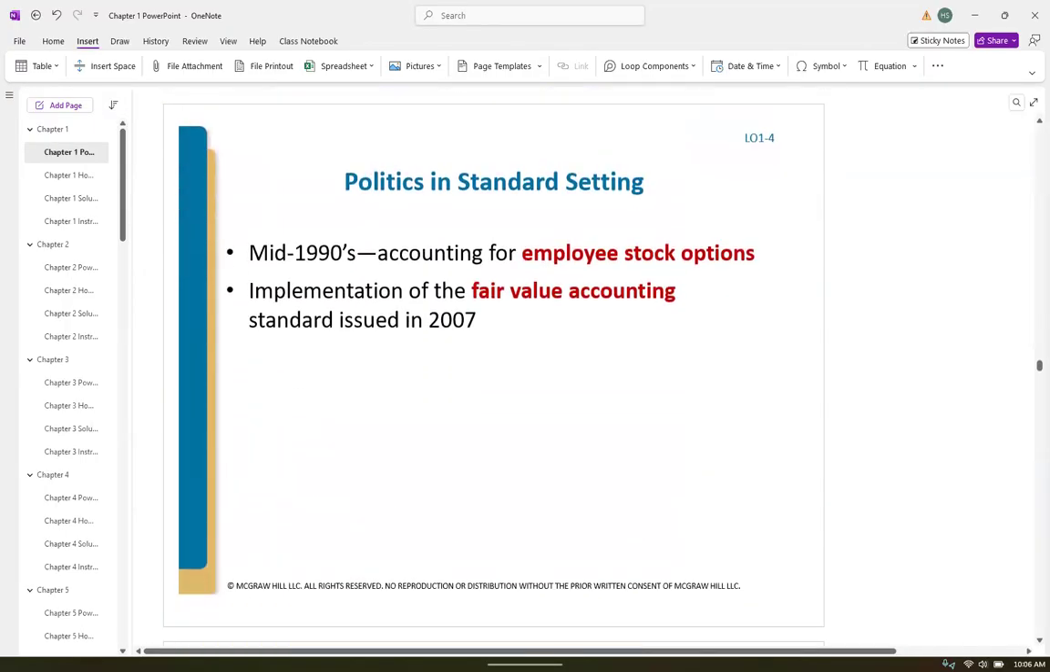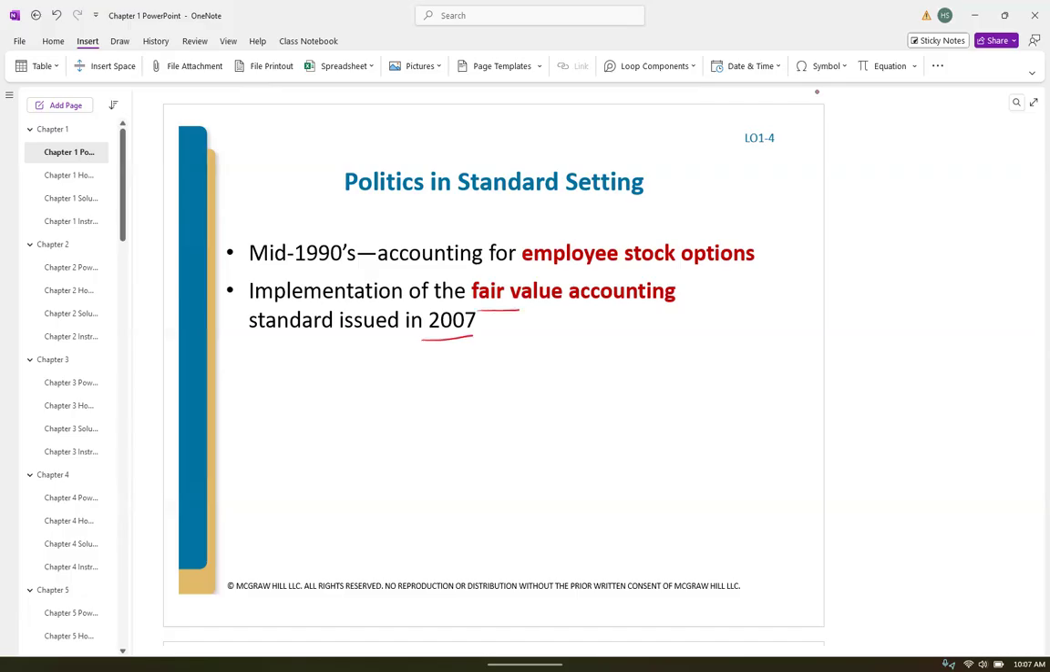Let's jump in, because this standard setting process is very political. Okay. So it's very political, and what's going on in politics a lot of times will affect our accounting standards. So in the mid 1990s, accounting for stock options was something that had to be done because before there wasn't an expense being hit on the income statement when it comes to employee stock options, but employees were getting something.